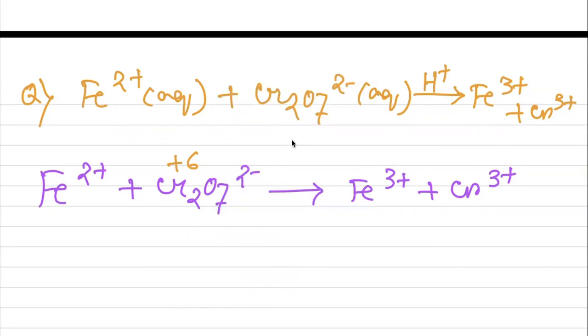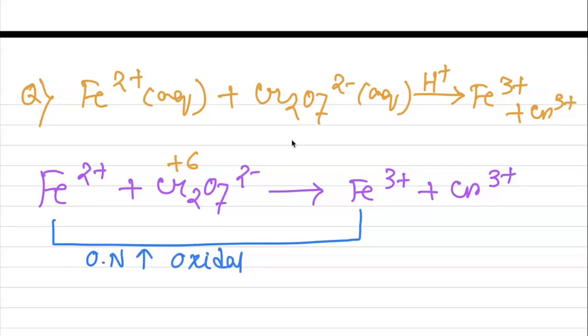Yes, miss. Now we have to find out the oxidation and reduction process. See, Fe2 plus to Fe3 plus. Does the oxidation number increase or decrease? Fe2 plus to 3 plus, the oxidation number increases. Oxidation number increases, that means it is an oxidation process, and the number of electrons lost is 1 electron.